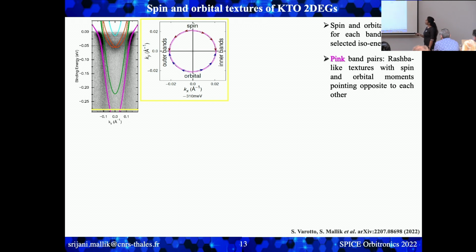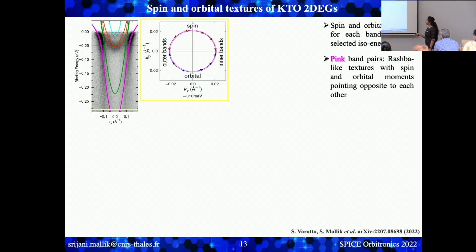From now on, for all the images I will show, the top quadrant will carry the information about spin, the bottom quadrant will carry the information about orbital, the right quadrant shows information about the inner band, and the left one shows the information about the outer band. So this nomenclature I will follow for everything from now on.